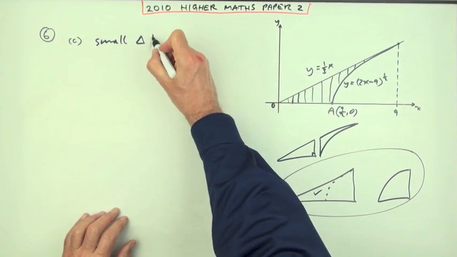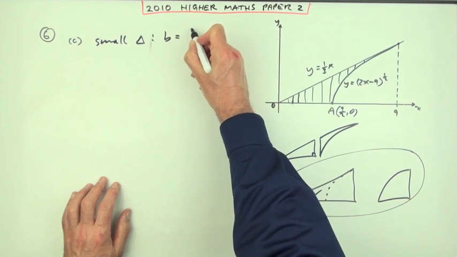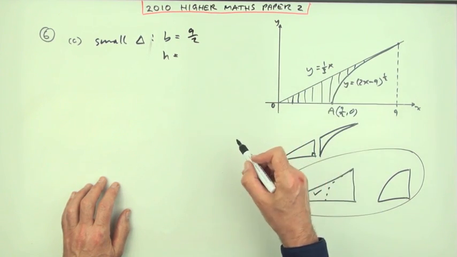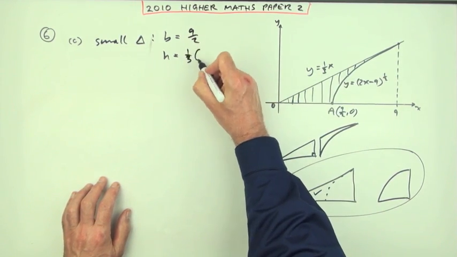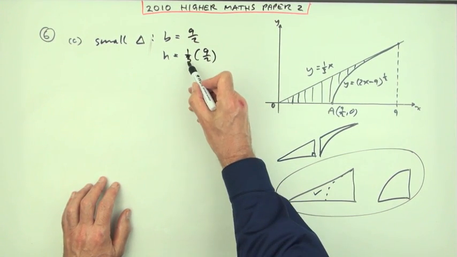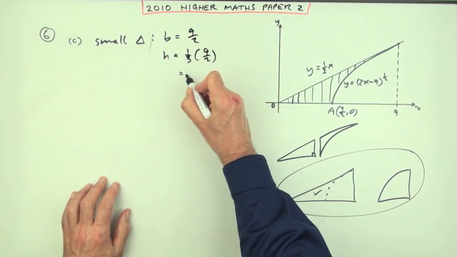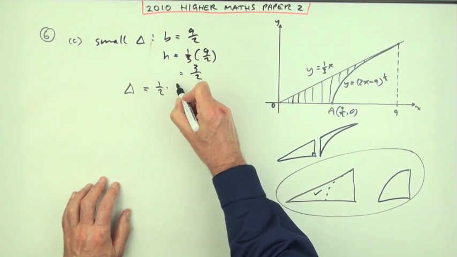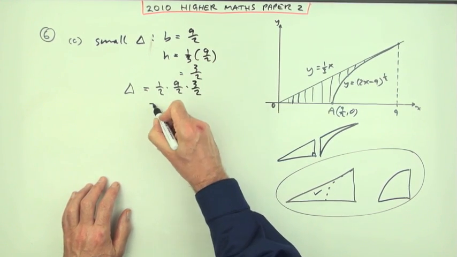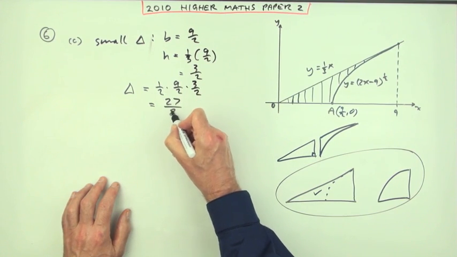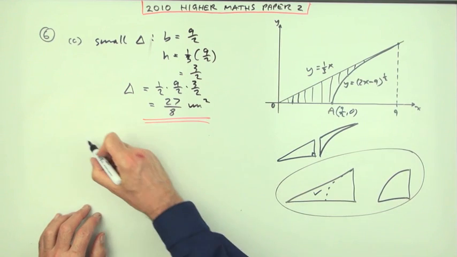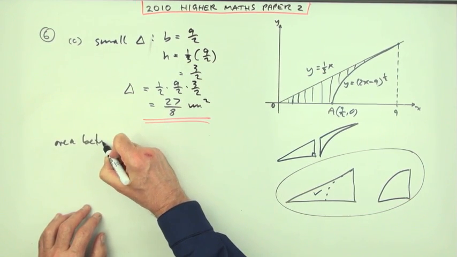So I'll say small triangle, I'll just put in the information. The base is definitely 9 upon 2. The height's going to be given by putting that into the formula, which is 1/3 of 9 upon 2. So 3 into 9 goes 3, which means the height's going to be 3 upon 2. Then I can get the area of that triangle as a half times 9 upon 2 times 3 upon 2, which is a horrible looking 27 upon 8 square units. It's looking worse already.